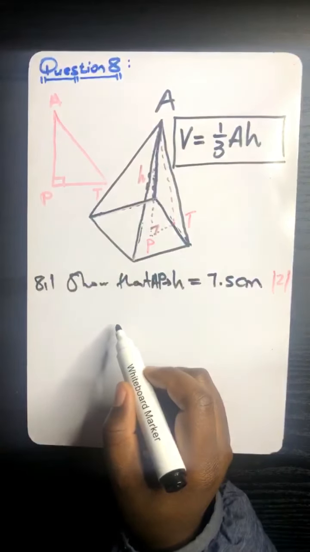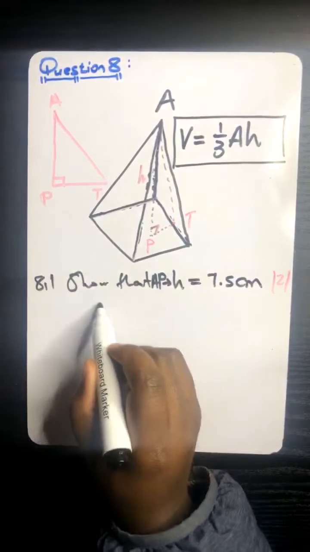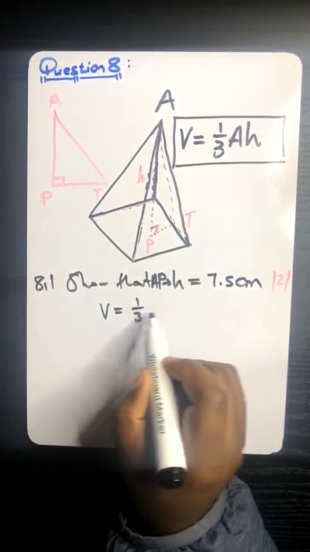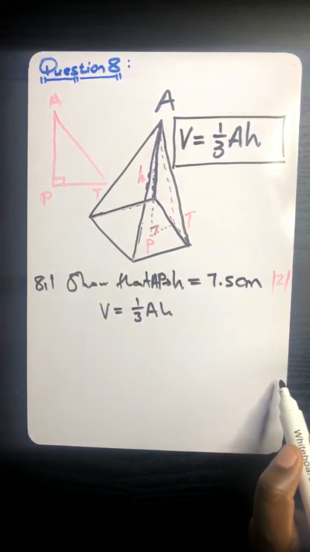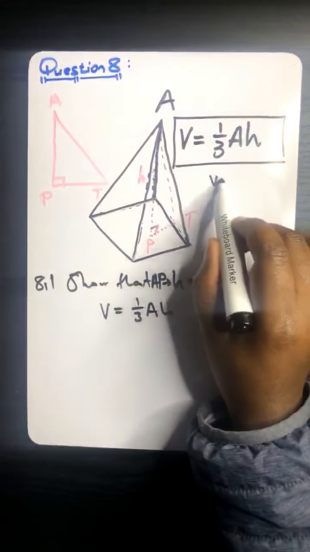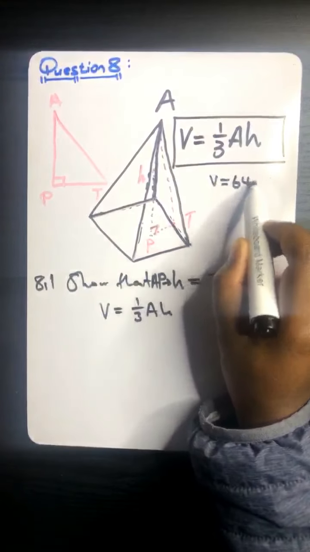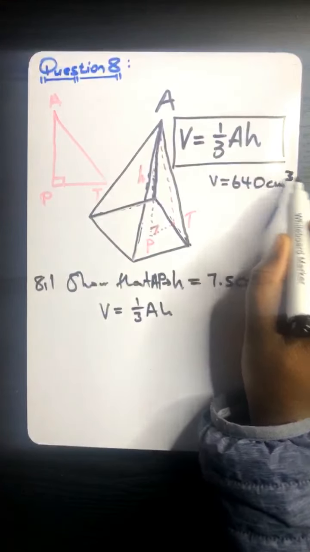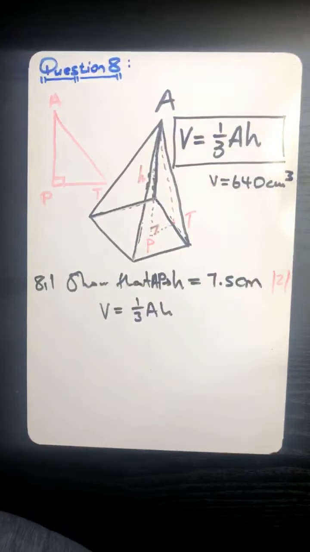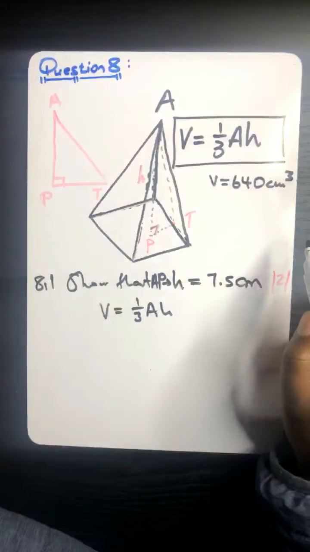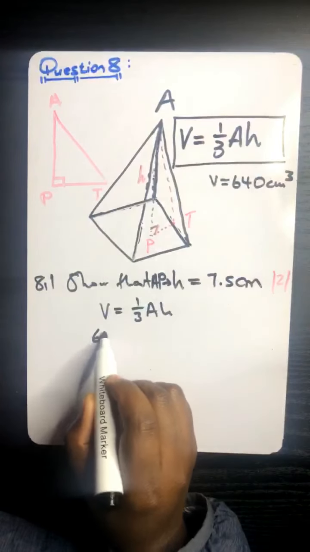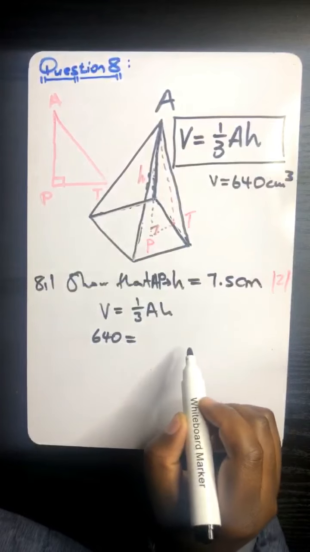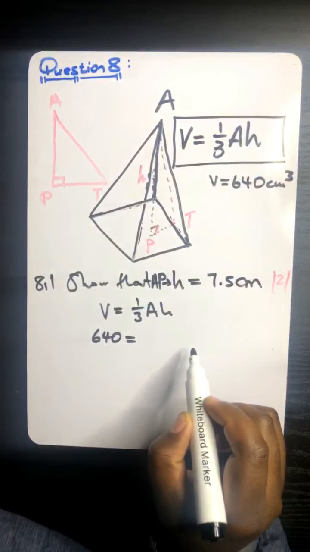Okay, we're going to write that formula, V is equal to 1/3. And they've given us what again? The volume. Yes, they said the volume is equal to 640 cubic centimeters. So then we're going to substitute: 640 is equal to 1/3 A H.